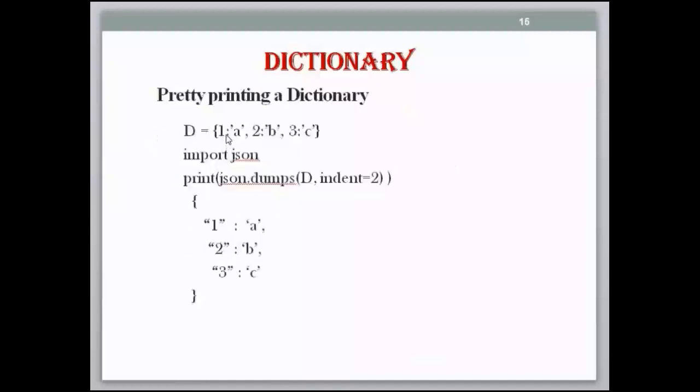Pretty printing in dictionary. D equals to 1 colon A, 2 colon B, 3 colon C. Import json, print json.dumps(d, indent=2). So what this code is going to do, like we have already a package which is called JSON. So by using the dumps function of this JSON, we can print our elements of a dictionary like this.